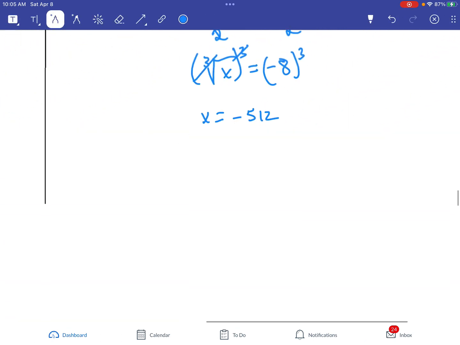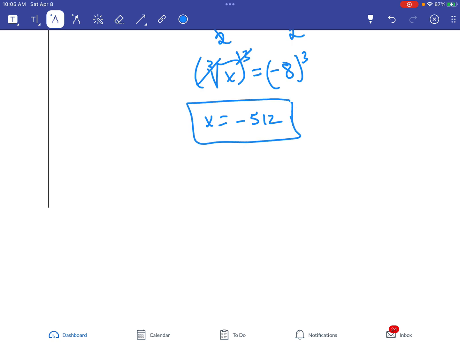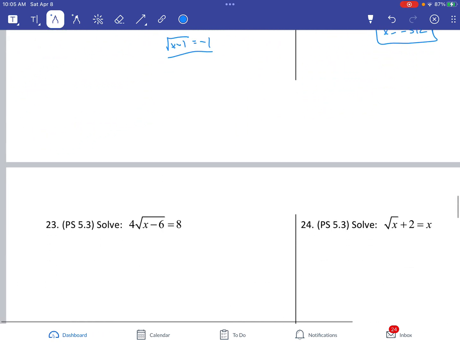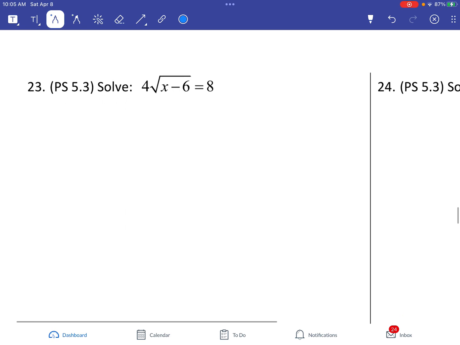That does work. Let's go back here. Box that out. That is correct. All right, now for some just regular square roots.